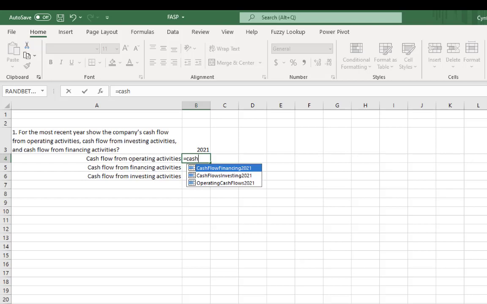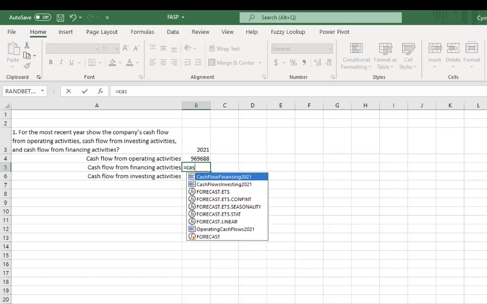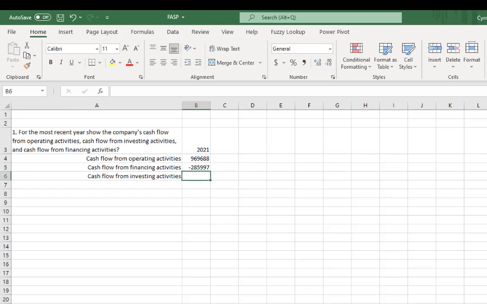So I'm going to just double click on that. And once I do that, I press enter, and look, here comes the number right there. It's perfect. And you can see up here that that's the number I wanted, the operating cash flows for 2021. Financing activities, again, I just put the equal sign. Now I know I did cash flow this time, financing. Here's my financing. Double click, press enter, and there's the number for my financing.